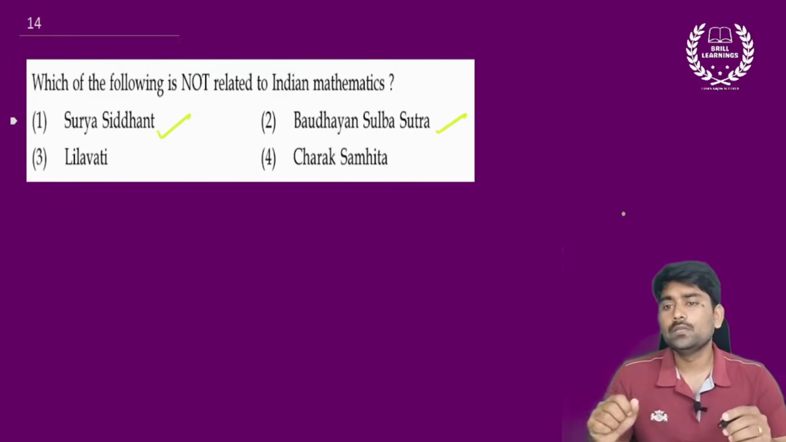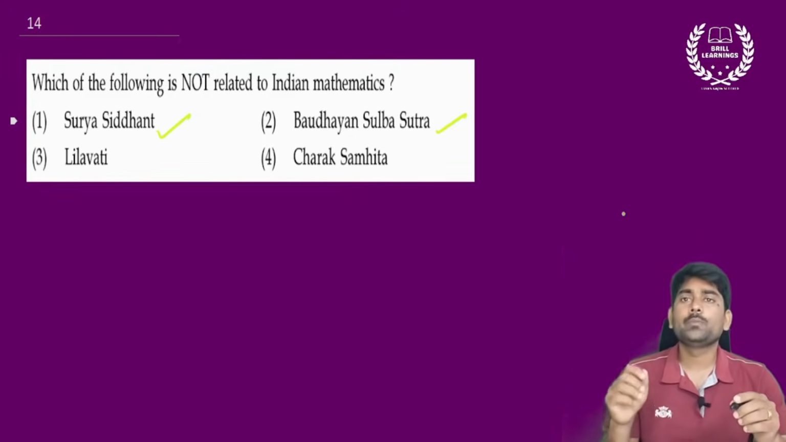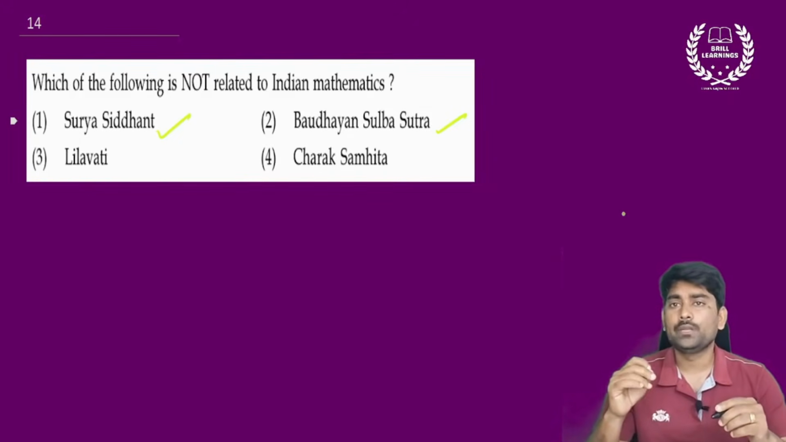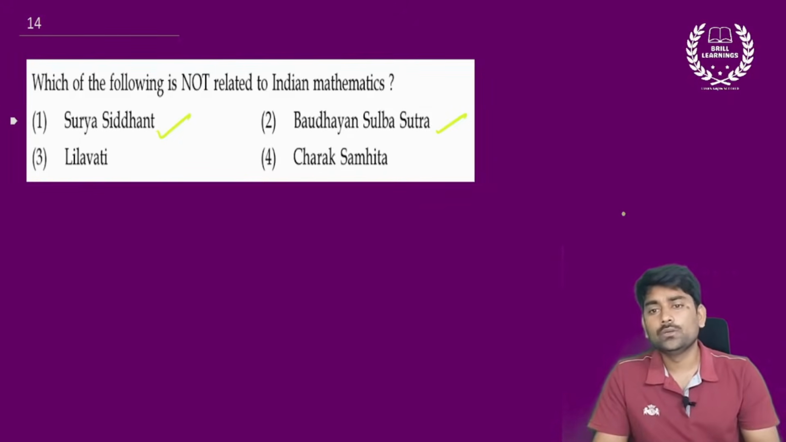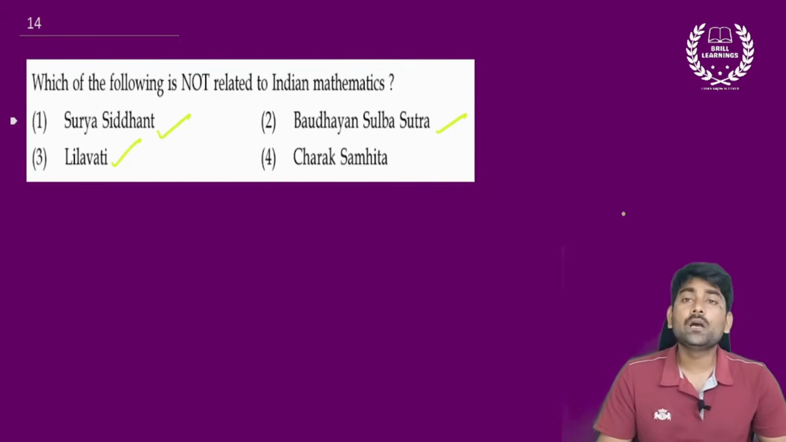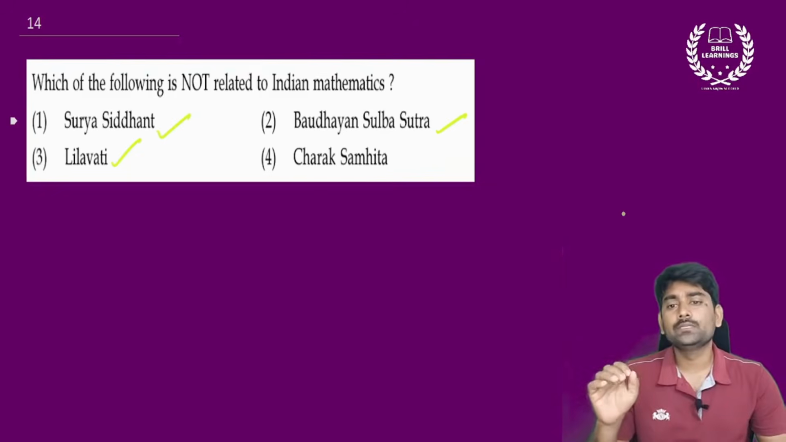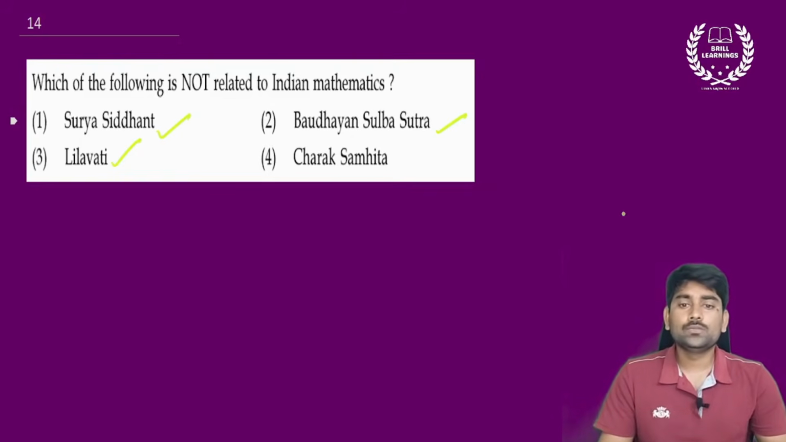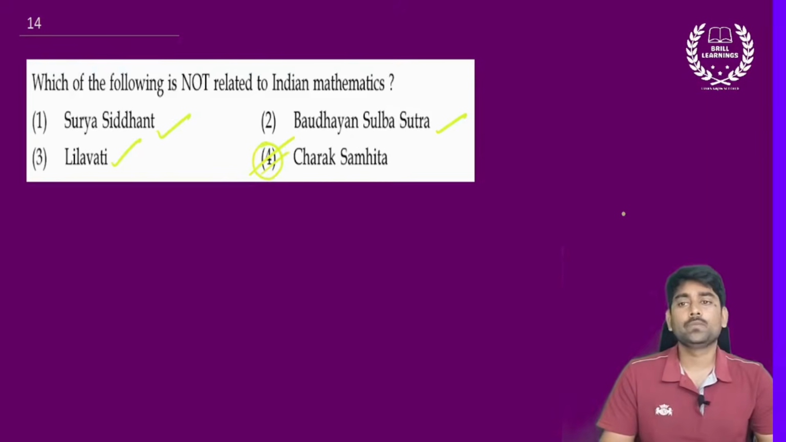Third one is Lilavati. Lilavati is a treatise prepared by Bhaskaracharya. It includes algebra, arithmetic, and geometric calculation. So it is also related to mathematics. Charaka Samhita, which is not related, is a text on medicine, Ayurveda, not on mathematics. So this is the wrong one, not related to mathematics. This is our option.